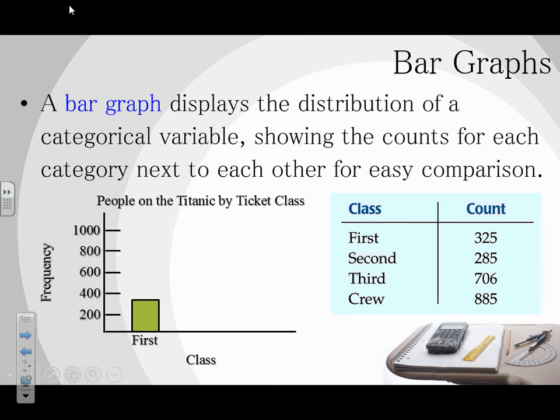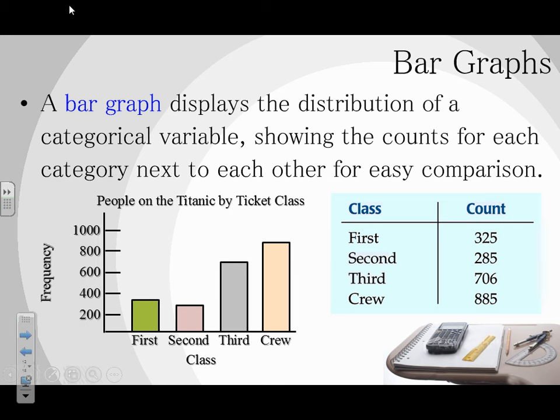So first class passengers, there were 325, so I'm going to have the bar up to about 325. Go to second class, 285. Third class, 706. And then crew members, 885. So once you have your title, you have your labels, you have your scale along the y-axis, it's just creating the bars.